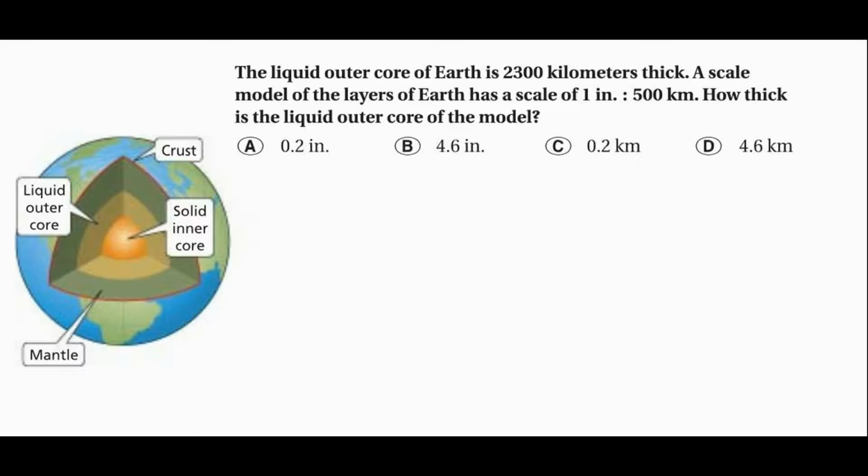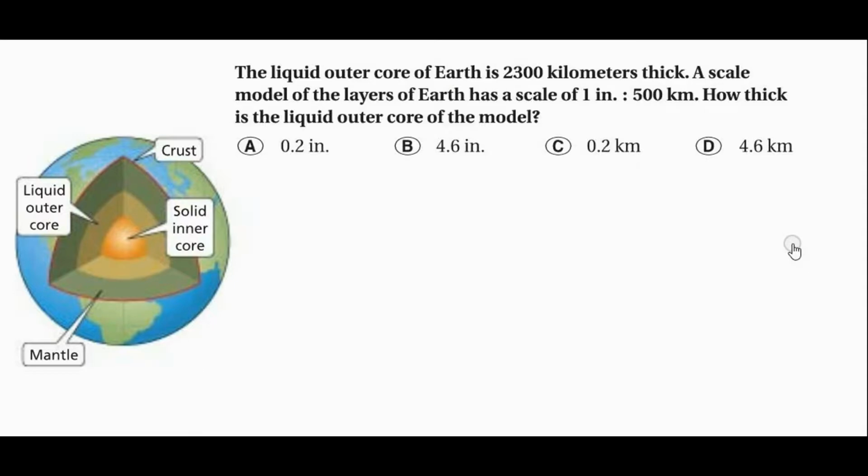So the question is, the liquid outer core of Earth is 2,300 kilometers thick. A scale model of the layers of Earth has a scale of 1 inch to 500 kilometers. How thick is the liquid outer core of the model? One of the things to think about here again is that the model measurement in our ratio is 1 inch. That's going to go on the top of your ratio. And the actual measurement is 500 kilometers. That's going to go on the bottom.